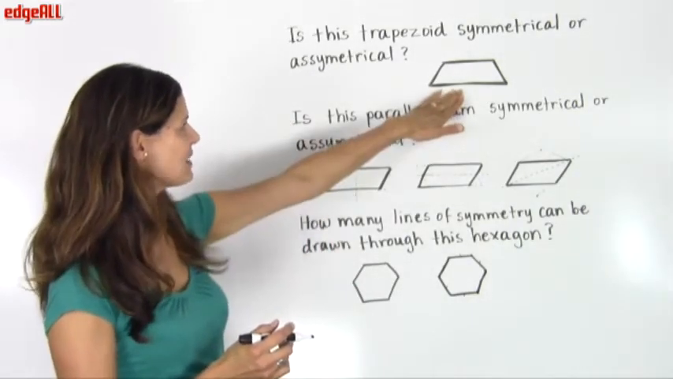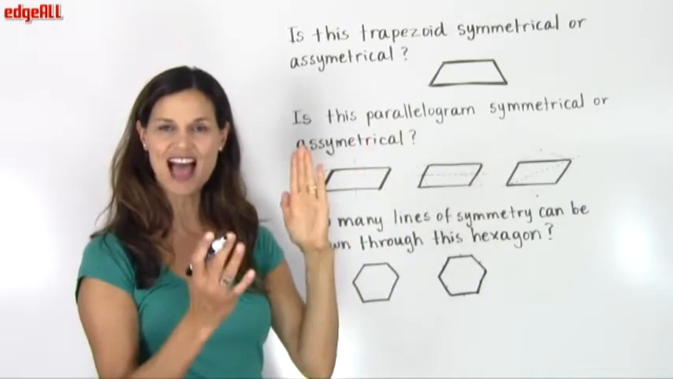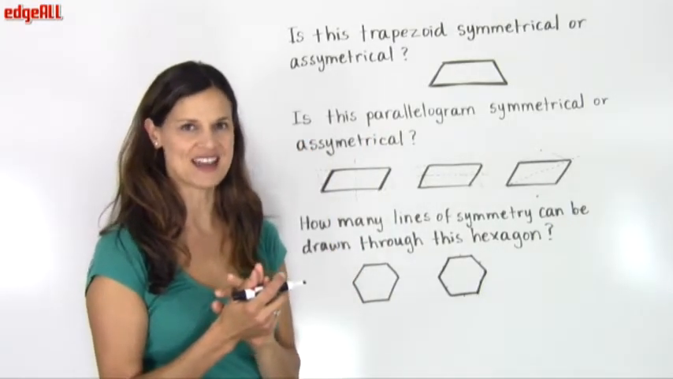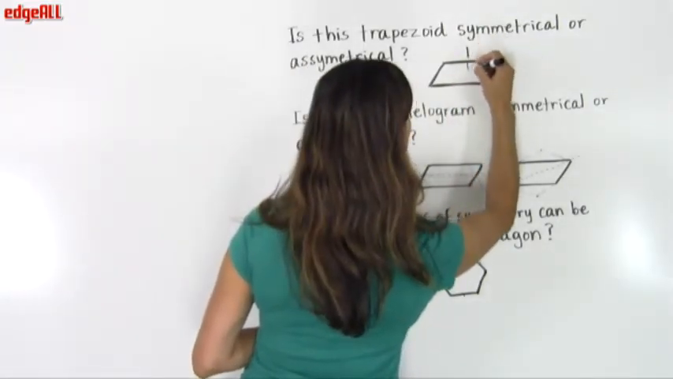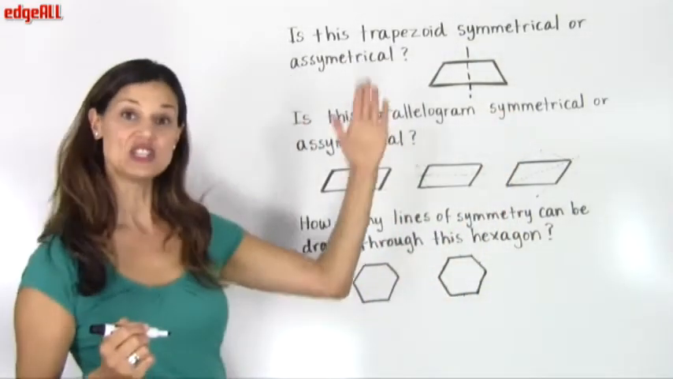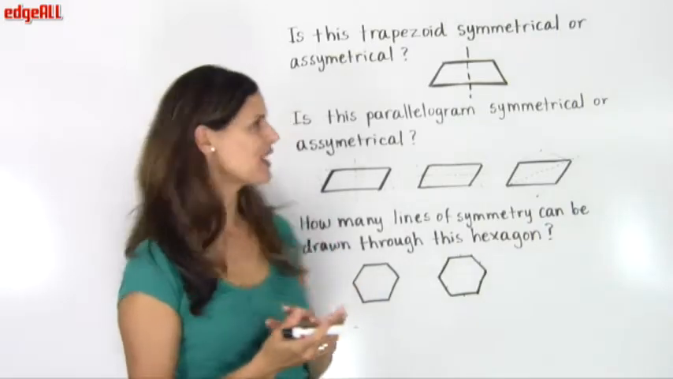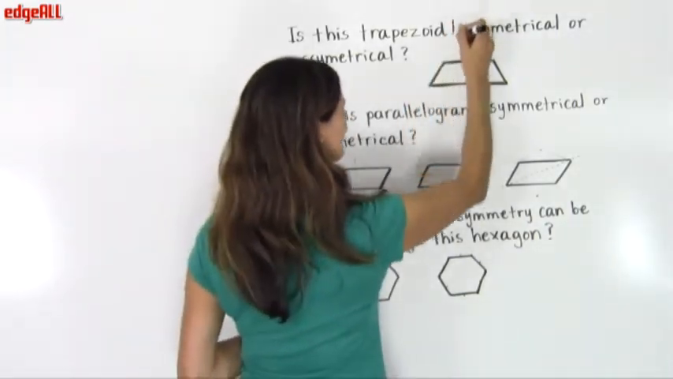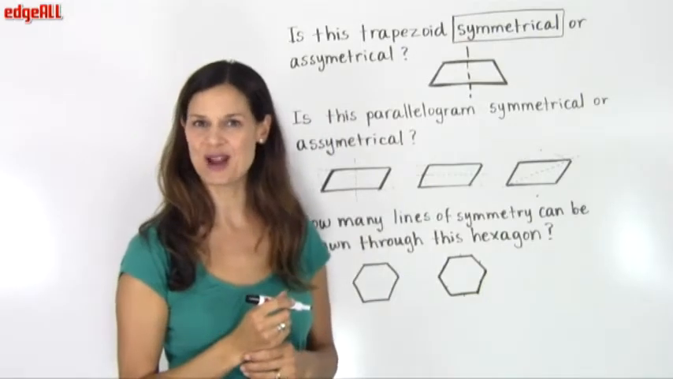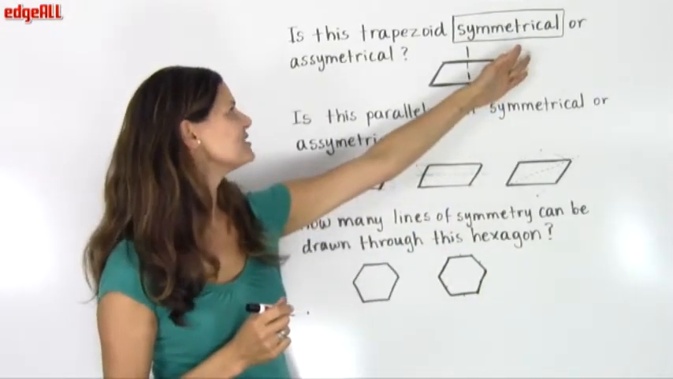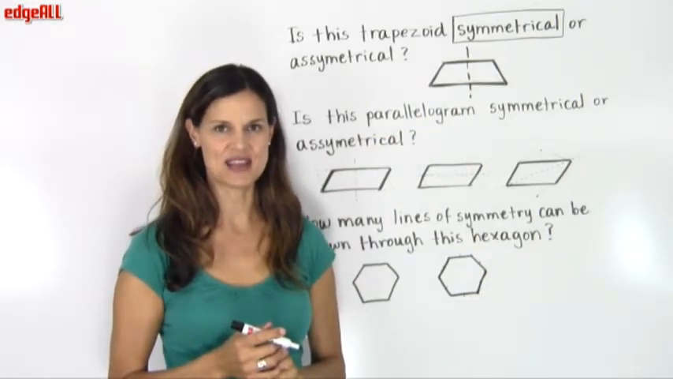So I look at my trapezoid and try to imagine putting a mirror up in different positions and seeing if the two sides of my line would be mirror images of each other. And sure enough, if I draw a line vertically down the center of this trapezoid, I can see that the two shapes on either side of my line are mirror images of each other. So this trapezoid is symmetrical. And since it's such a big word, instead of rewriting it, I will just put a square around it and say that that is my answer. This trapezoid is symmetrical. It has at least one line of symmetry.